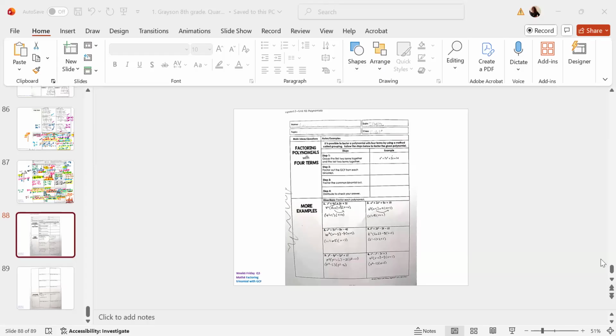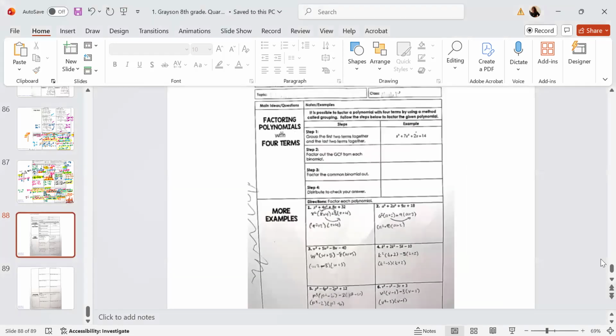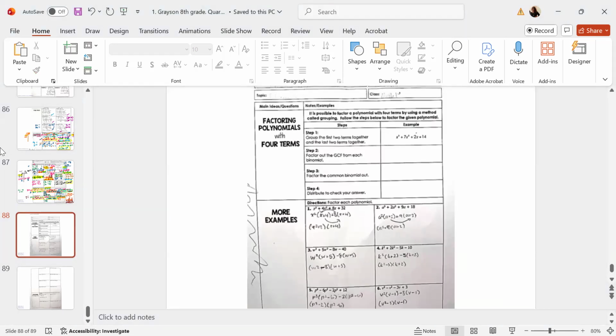Okay, so this is for week 6, Friday, on factoring with 4 terms. So I guess it's kind of like factor by grouping.